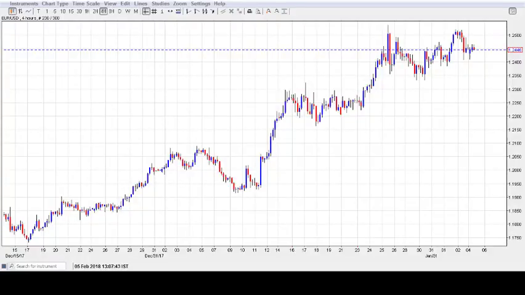127 or the 161% extension, I'm talking about the counter trend here. Just a moment, let me set it up for us.